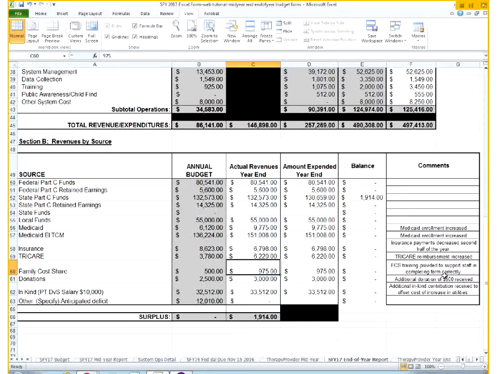Same is true for donations. Got a little bit of extra money. Somebody was extra nice to us. And then in kind, we have some additional funds that were provided via in-kind because of an increase in utilities. So that's what we would expect to find on the end of your report here.